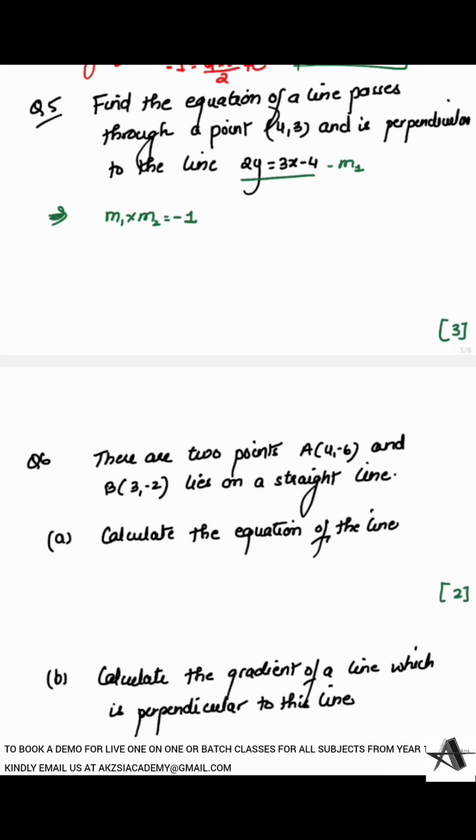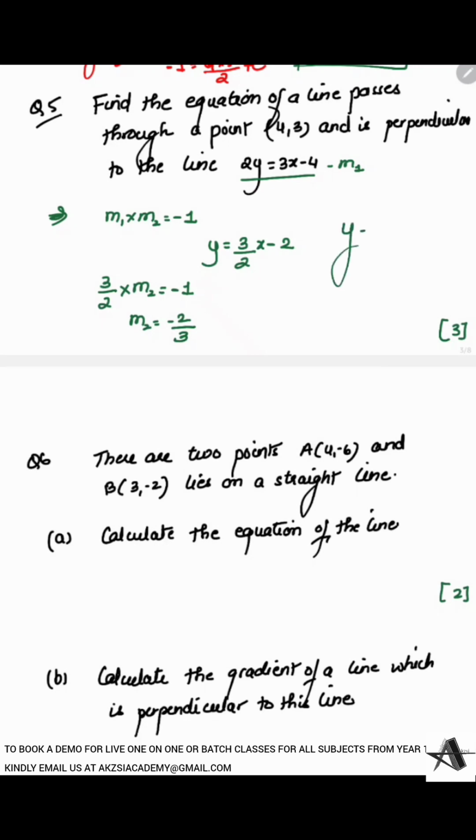It says we have to calculate the equation of a line which passes through the point (4, 3) and is perpendicular to this line. That means, what is the gradient of this line? If I rearrange it, divide both sides by 2, you'll get y = 3/2 x - 4/2, which is 2. So the gradient is 3/2. So 3/2 times m2 equals -1, so the gradient of the other line is -2/3.